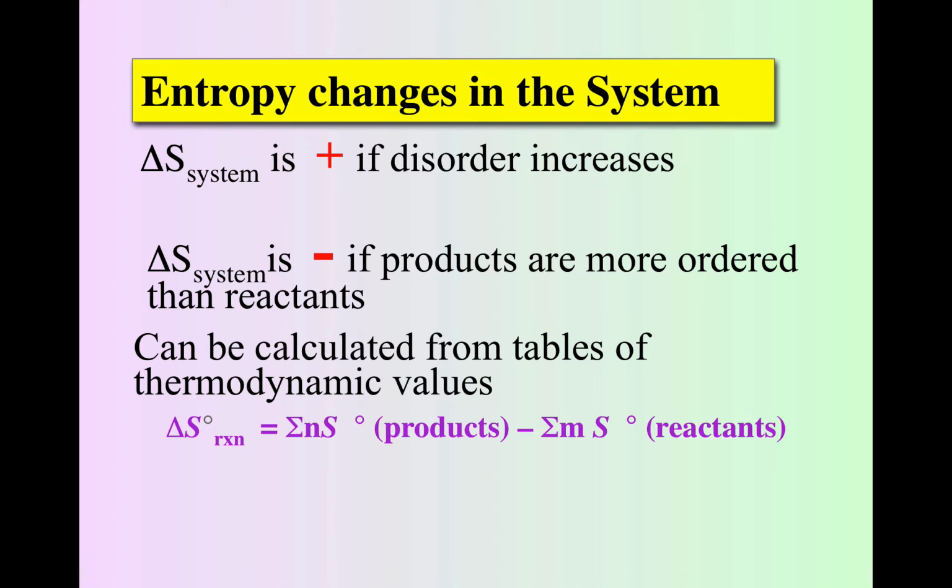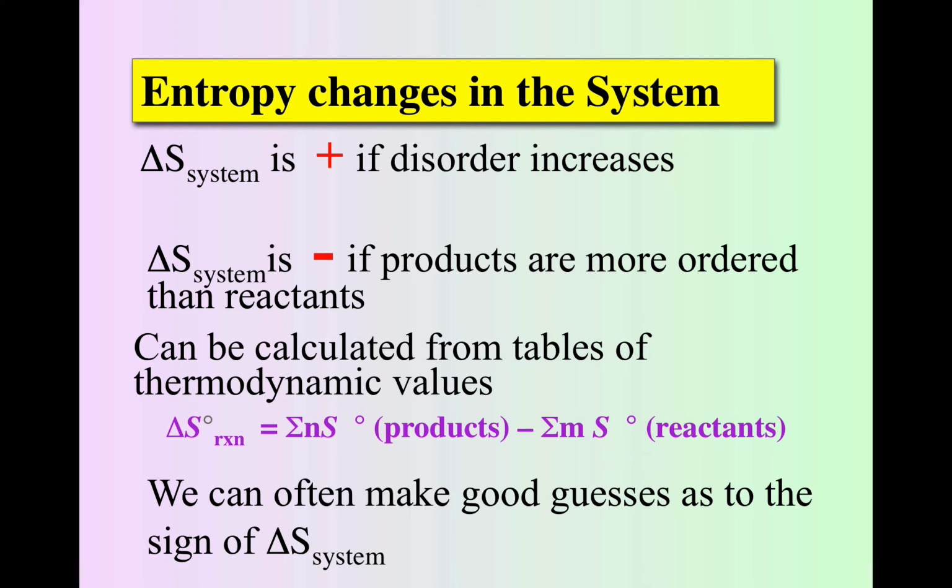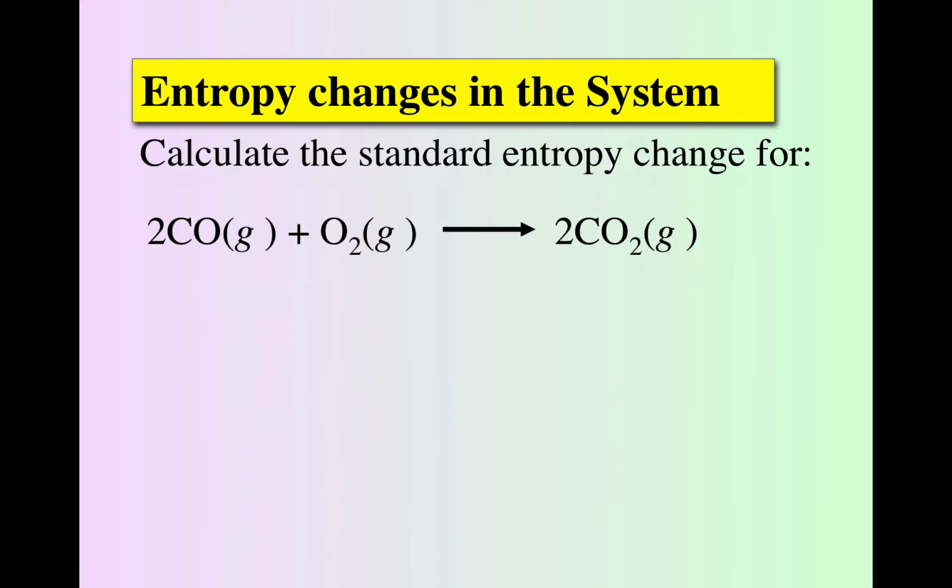So again, we sum up the S's of the products, subtract it from the sum of the S's of the reactants, and we get the change in the entropy, how disordered something becomes. We can make a good guess as to how disordered something becomes. We look at whether gases are being produced or lost. All right, so we can calculate the standard entropy change for this reaction, or we can look at the fact that, hey, if you want to figure out whether it's a positive value or not, we're losing gas.